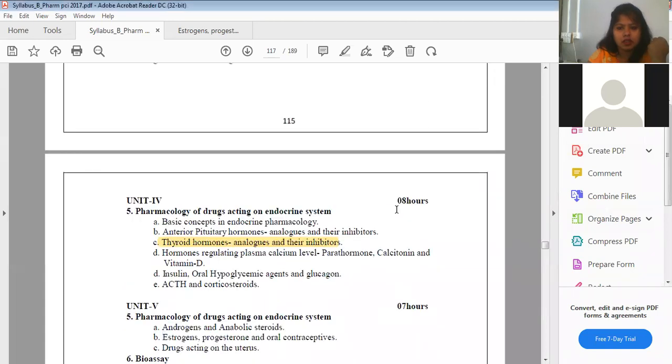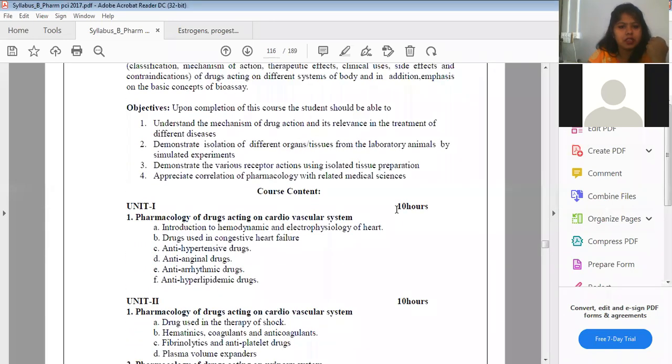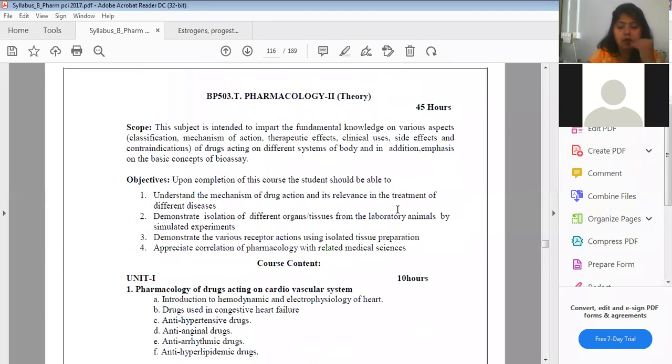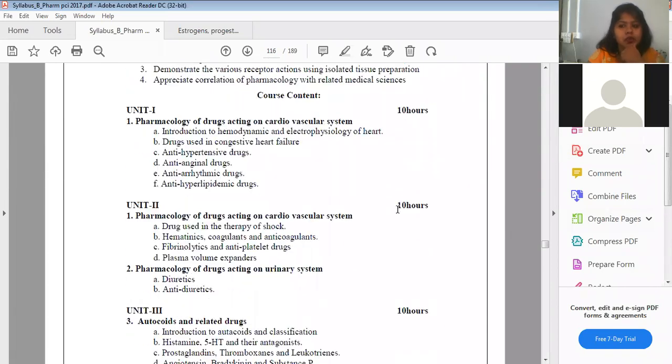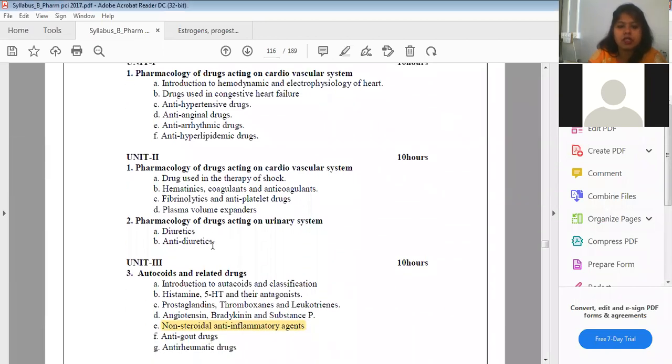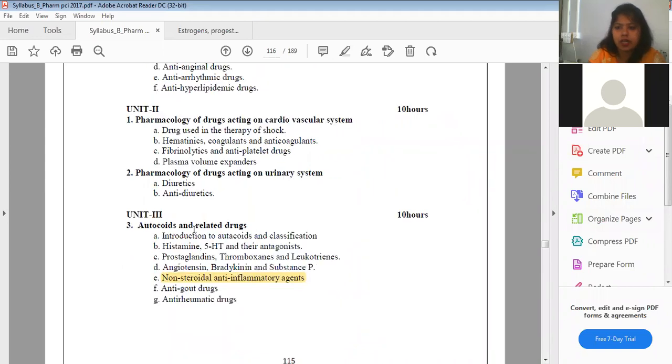Then, as per my information, from your pharmacology second, I took 2 units. Okay. Yesterday, I got the information from the sir that the students said I took only 1 unit, but actually I took this whole unit 2: coagulants, drugs in shock, anticoagulants, diuretics. That section I already took. The notes are also uploaded on your Google Classroom.